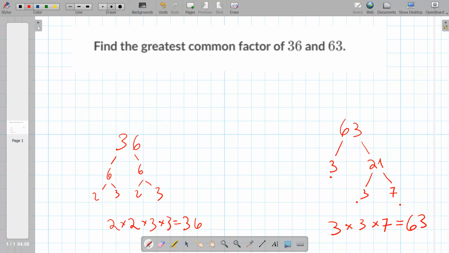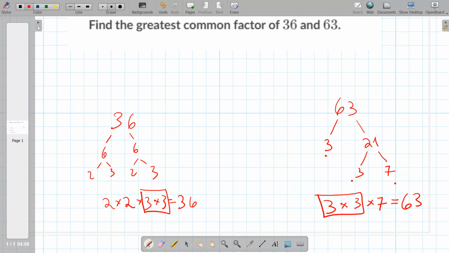Okay, so what do we have in common? We have this in common. 3 times 3. So we have 9. And 2 times 2 and 7 have nothing in common, so we know that 9 is the greatest common factor. 9 times 4 is 36, and 9 times 7 is 63. So 9 is the greatest common factor.